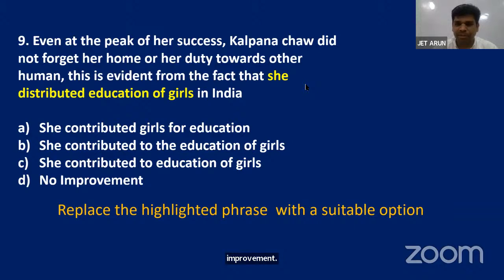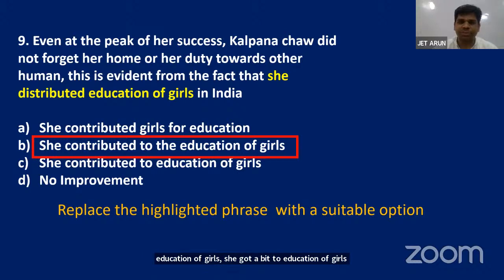Okay, I'm getting answers now. Harshvardhan says 2. Rohini says B. Boy says B. Harshvardhan says 3 and 2. Again, he says 2. Fatima says C. She contributed to the education of girls. To the education of girls students. All right. No improvement is definitely wrong because she distributed education of girls is definitely wrong. So it has to be contributed to the education of girls students. Let's go for the next one.